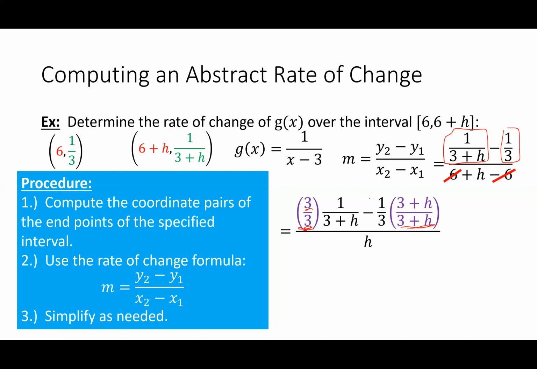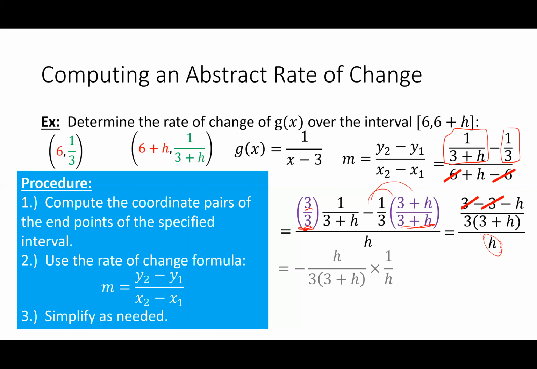Right. And now keep in mind, I'm also going to go ahead and distribute this negative through just to keep myself buttoned up algebraically. And so then I end up with 3 minus 3 minus h as my numerator, over 3 times 3 plus h, all over h. Now this over h, in a world without division, we can multiply by reciprocals. So just to make life easier, I'm going to go ahead and cancel out these 3's first. And then instead of dividing by h, I'm going to multiply by 1 over h.